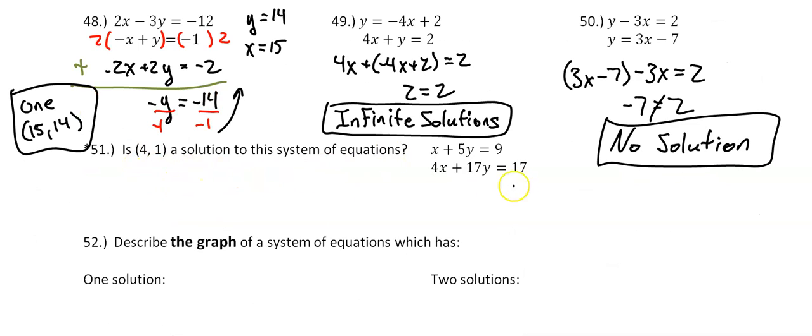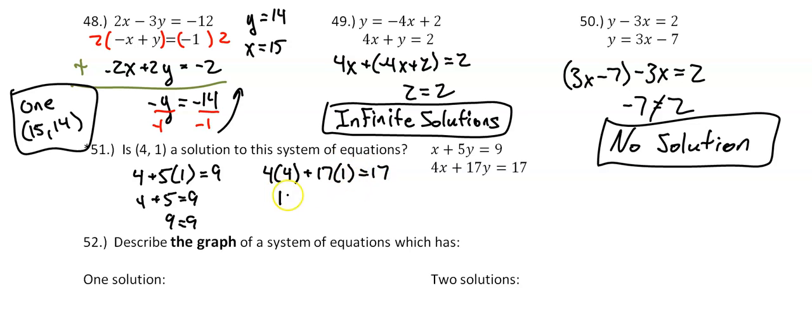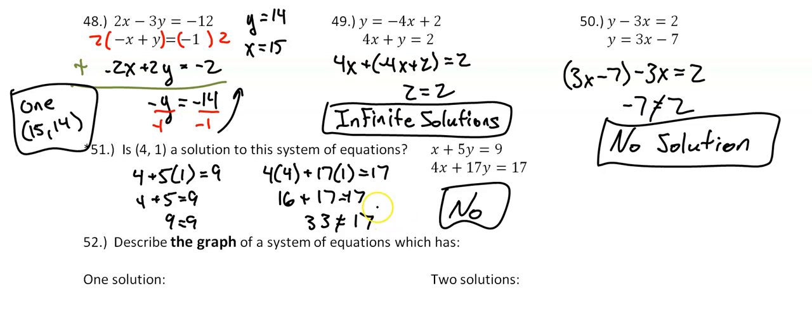This one asks if (4, 1) is a solution to the system. I just have to plug it into each of these. So I plug it into the first one, and it looks like I get 4 plus 5 equals 9, so 9 equals 9, which is true. But it can't just work for one of them, it has to work for each of them. So I've got to plug it into the next one as well. Here I get 16 plus 17, which is 33, and 33 does not equal 17. So I would say no, this is not a solution to the system, because it only worked for one of the equations.